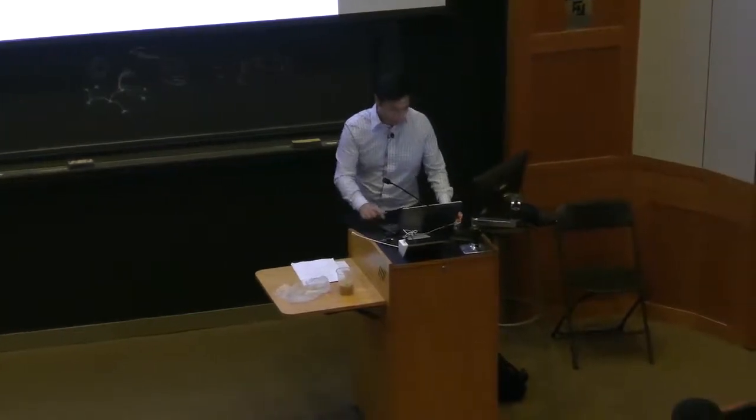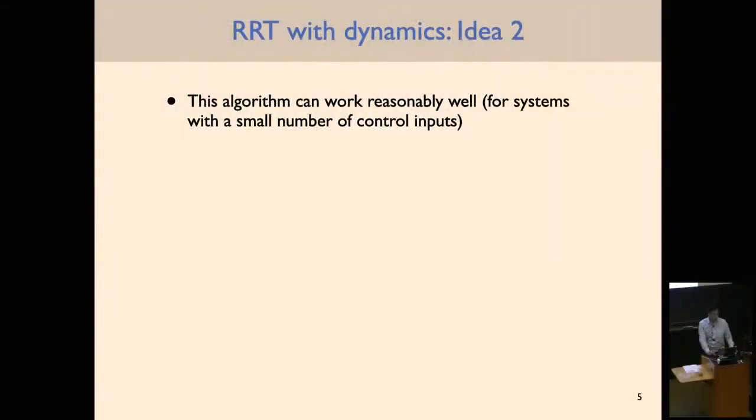Okay, so this algorithm I think can work reasonably well. It's definitely an improvement on our idea number one, especially for systems that have a relatively small number of control inputs, so a small dimensional control input space. What happens if your control input space is high dimensional is that if you just randomly sample a control input in a high dimensional space, the probability that one of those is going to result in progress towards this random state that you sampled is going to be low, right? So you're not going to make much progress if your control input space is high dimensional.